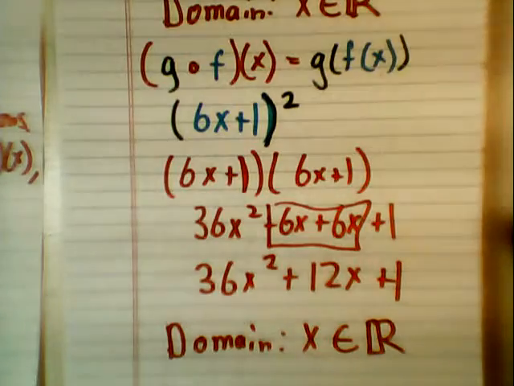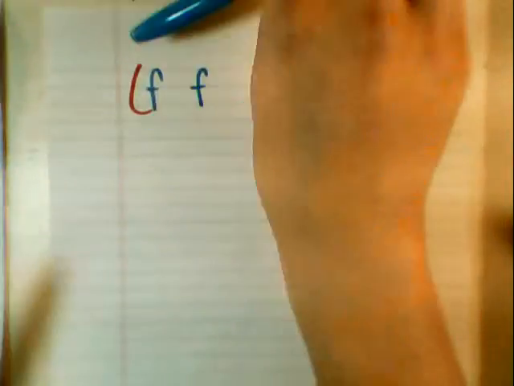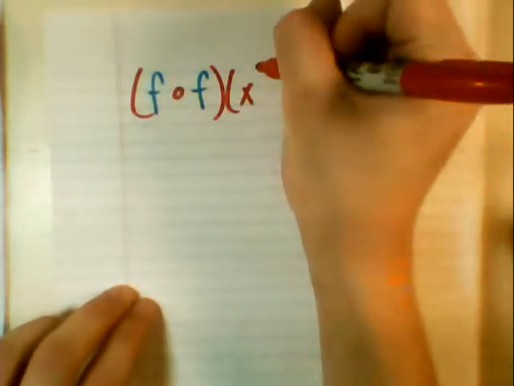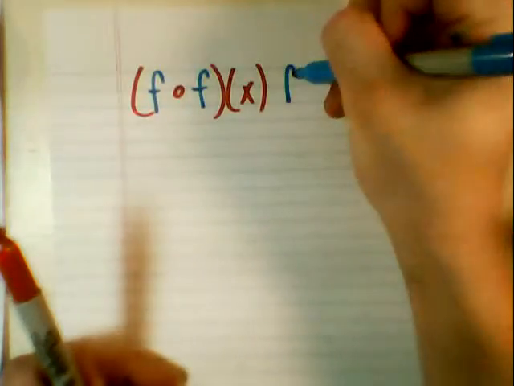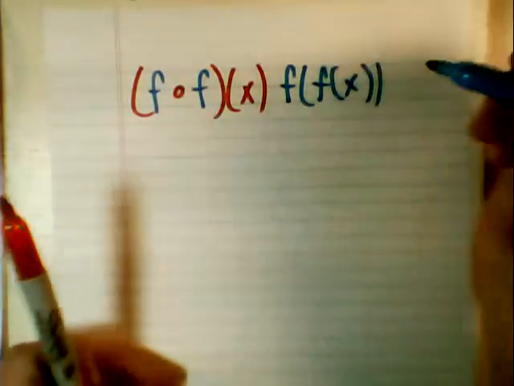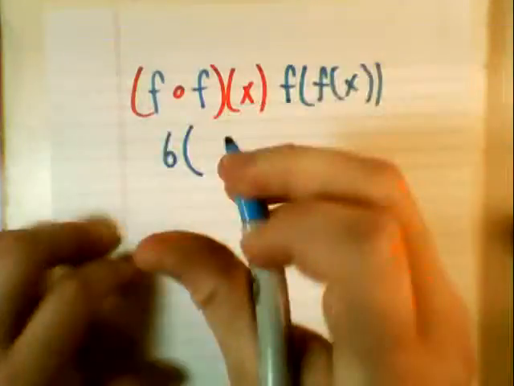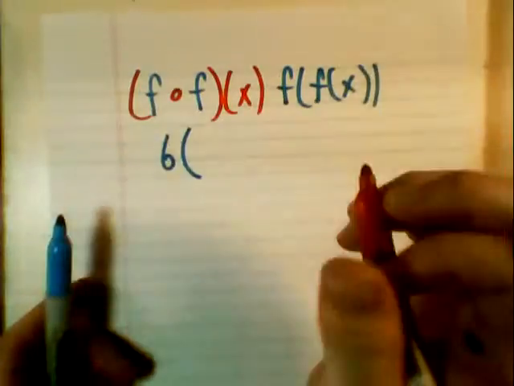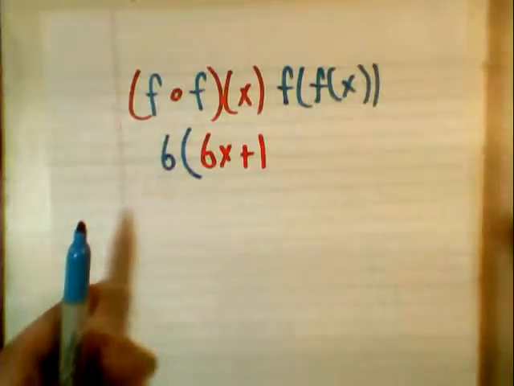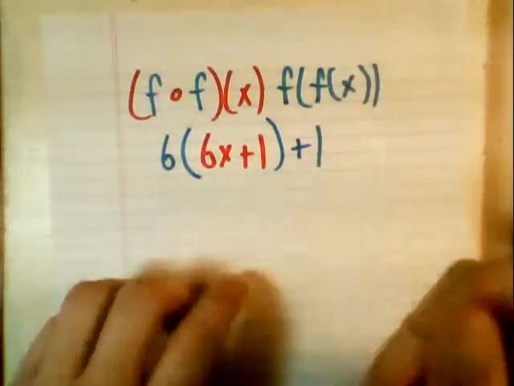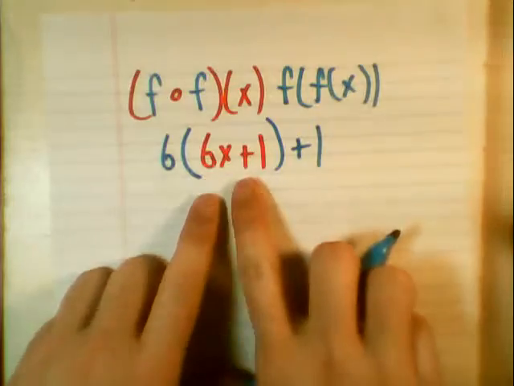Okay, let me get another piece of paper, and let's do f composed of f, or f of f of x. Okay, so basically, remember f of x was 6x plus 1. I'm going to denote the inner function with red. So we plug it into the x of that function.